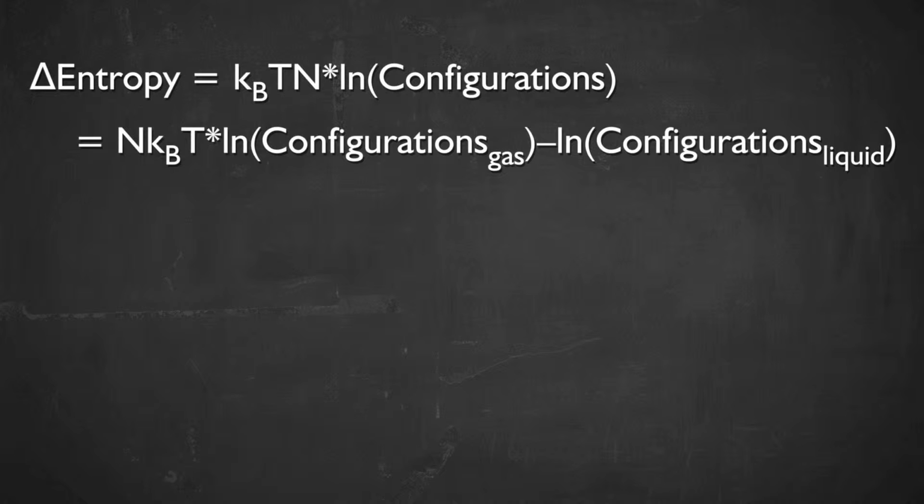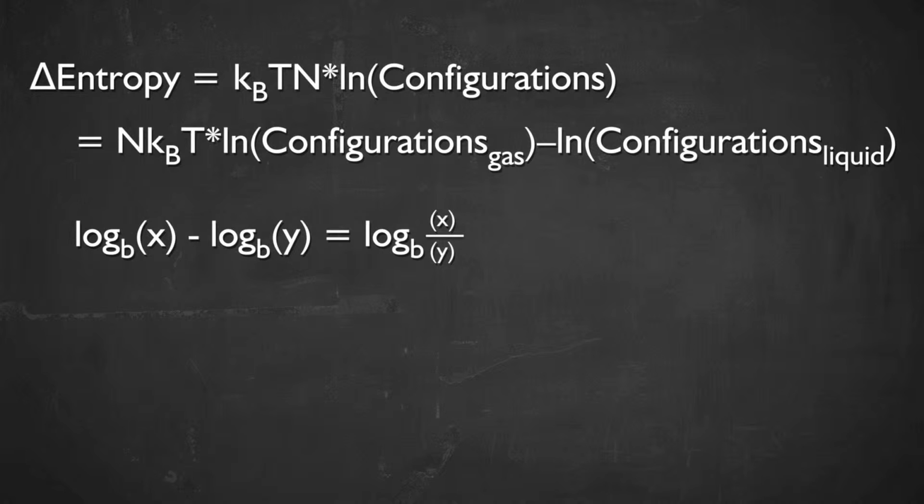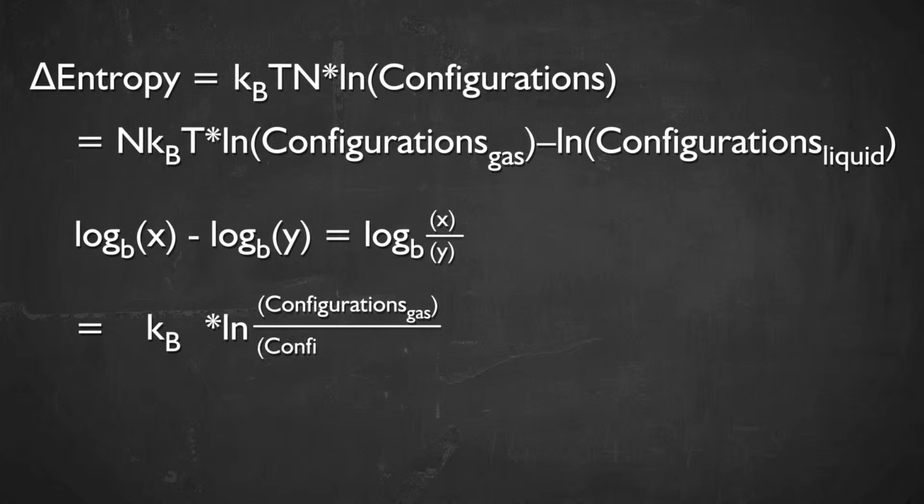And so if we now use this wonderful property of the logarithm, that if you take the logarithm of one number minus the logarithm of another number, it's just the logarithm of the ratio of the numbers, what it turns out is that the change in entropy is actually equal to the Boltzmann constant times the logarithm of the ratio of the number of configurations in the gas divided by the number of configurations in the liquid. And we have to, of course, multiply that by the number of molecules, because each molecule has its own entropy. So that means I multiply by N. And then remember what I told you, you have to also multiply by the temperature.